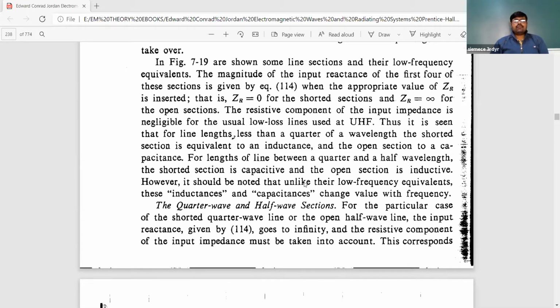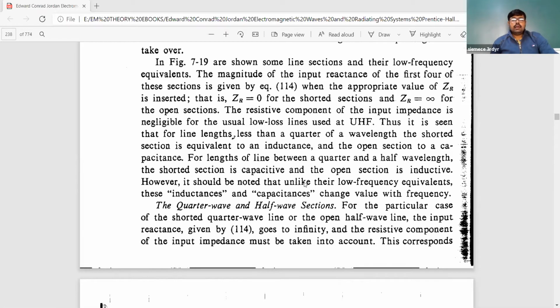Thus, it is seen that for line lengths less than a quarter of a wavelength, the shorted section is equivalent to an inductance and the open section to a capacitance. So the wavelength of the shorted section is the essential case of the application. In the next article we will discuss lambda by 4, which is called the quarter wave section, and the half wave, that is lambda by 2. So different sections and different portions of the lambda we will study.